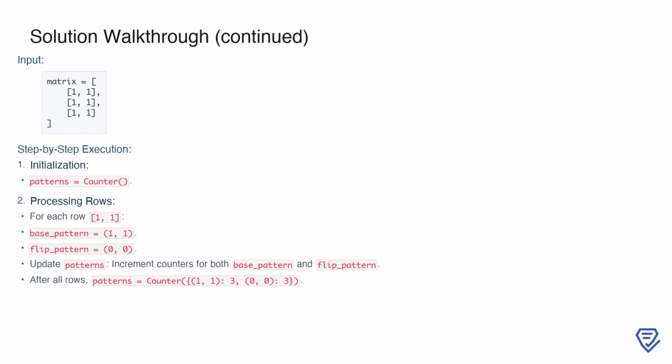Next, let's consider a scenario where all rows in the matrix are identical. The matrix has 3 rows, all of which are [1, 1]. As before, we initialize an empty counter patterns. For each row in the matrix, the base pattern is (1, 1), and the flipped pattern is calculated as (0, 0). Each time we process a row, we increment the counts for both the base pattern and the flipped pattern. Since all rows are identical, the counter reflects that both patterns, (1, 1) and (0, 0), have been seen 3 times, corresponding to the 3 rows in the matrix.